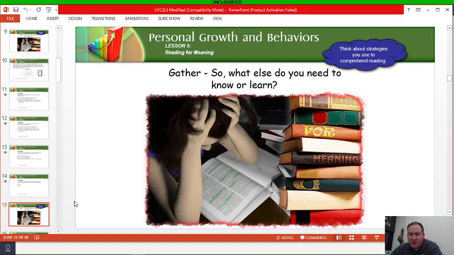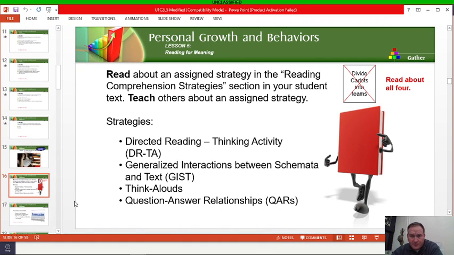Think about strategies you use to comprehend reading. Have you ever thought about it? Are you paying attention to the fact that you are in fact doing it, other than when you have tests and things like that? Let's see.